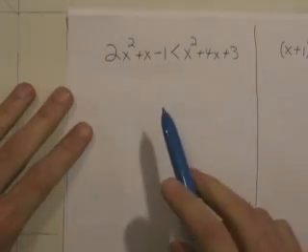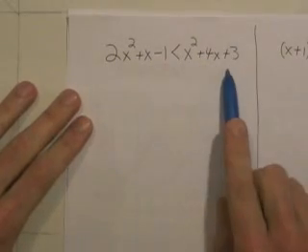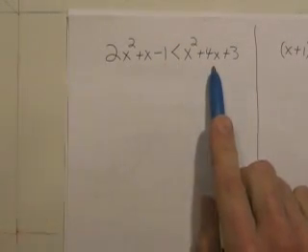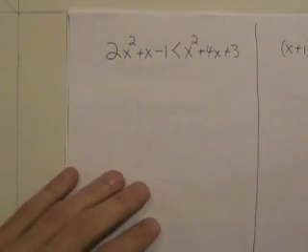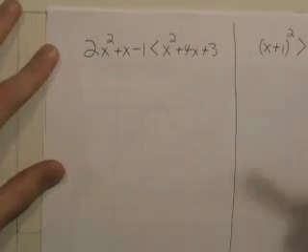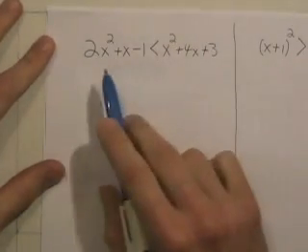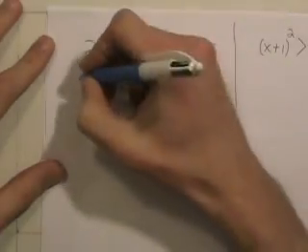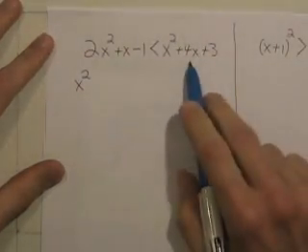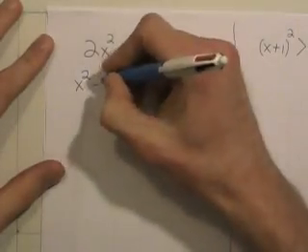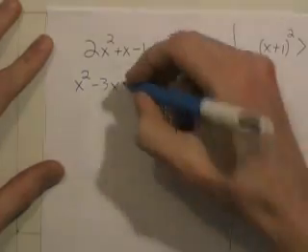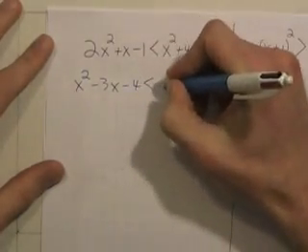So I'm looking for values of x that make this inequality true, that make this statement greater than this statement. I find that it's easiest to do if we get a 0 on one side. So I'm going to bring all these terms over here, and then I'll see what happens. So I subtract an x squared, so I get x squared. Just regular x squared. Subtract the 4x, so that'll be minus 3x. And subtract the 3, so that'll be minus 4. And we want less than 0.